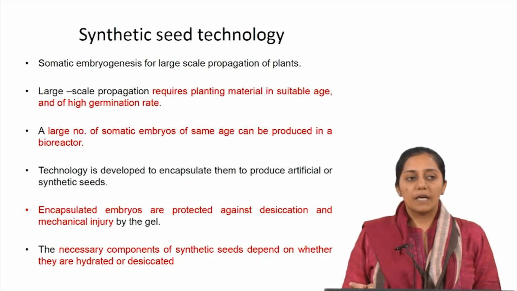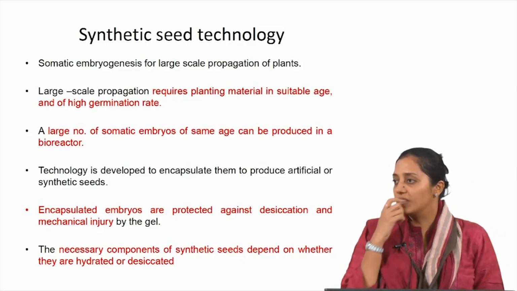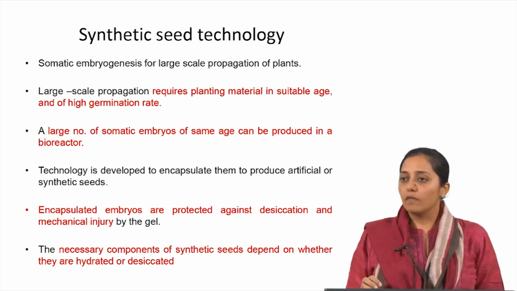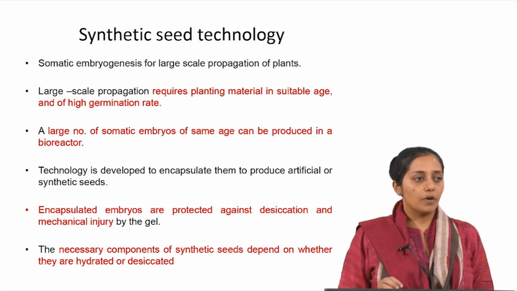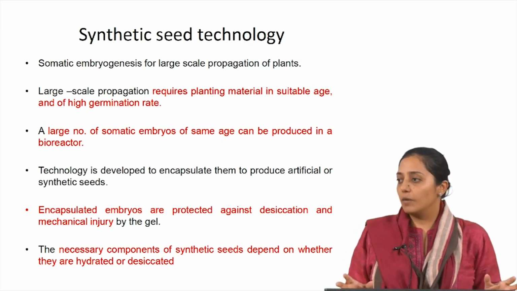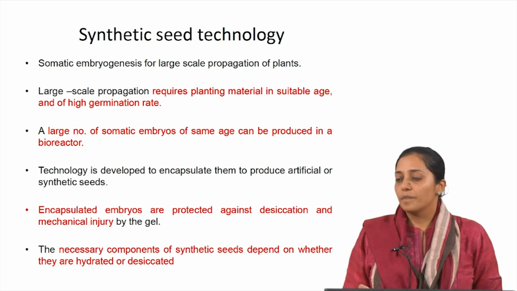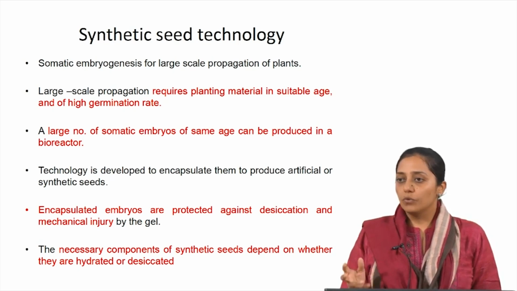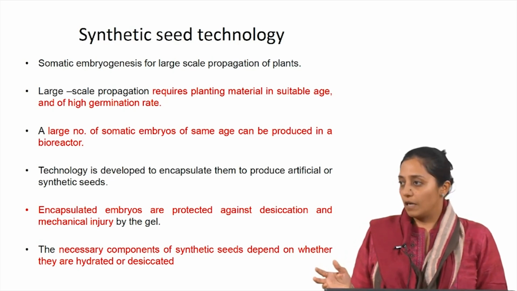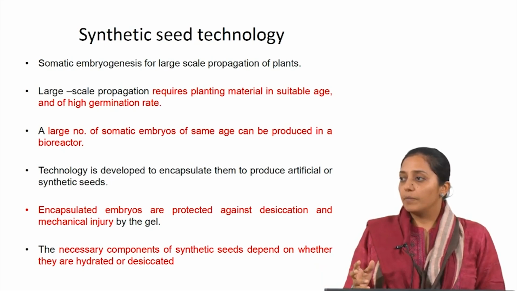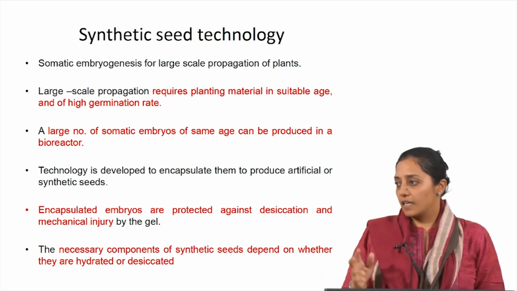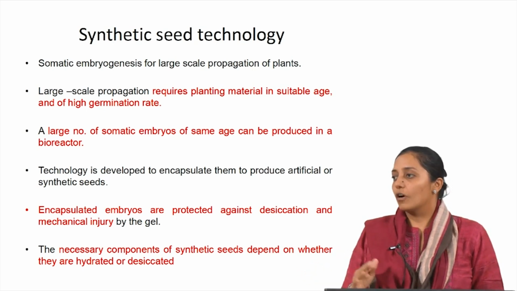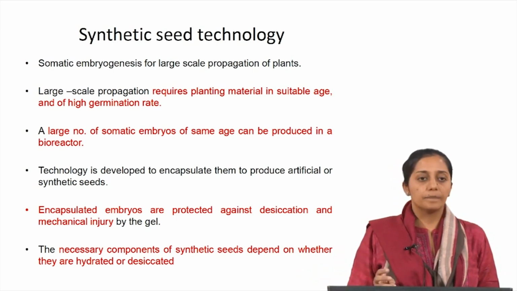So, as an extension of somatic embryogenesis, we will be talking about synthetic seed technology. Synthetic seed technology involves somatic embryogenesis, which is needed for large scale propagation of plant material. Even somatic embryos can be used for clonal propagation of plants, and they can be genetically stable depending on whether they are indirectly produced or directly produced from the explant.